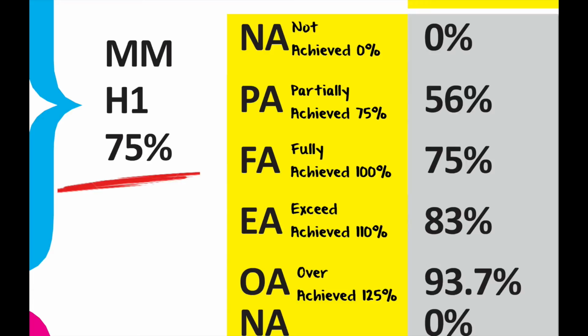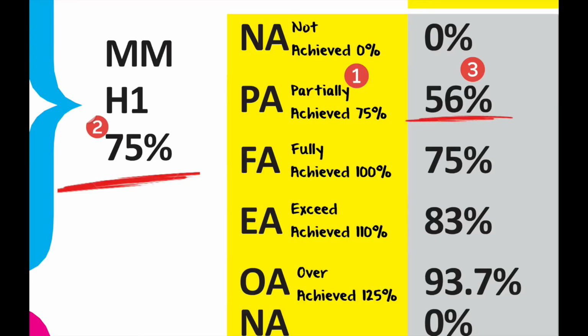However, you will remember that the bonus calculation has 2 elements. 1, your individual performance multiplied by the market modifier. So in this example, if your individual performance rating was partially achieved, you are entitled to 75% of your bonus, and we multiply this by the market modifier, which in this example is 75%. This equates to a 56% bonus payout.